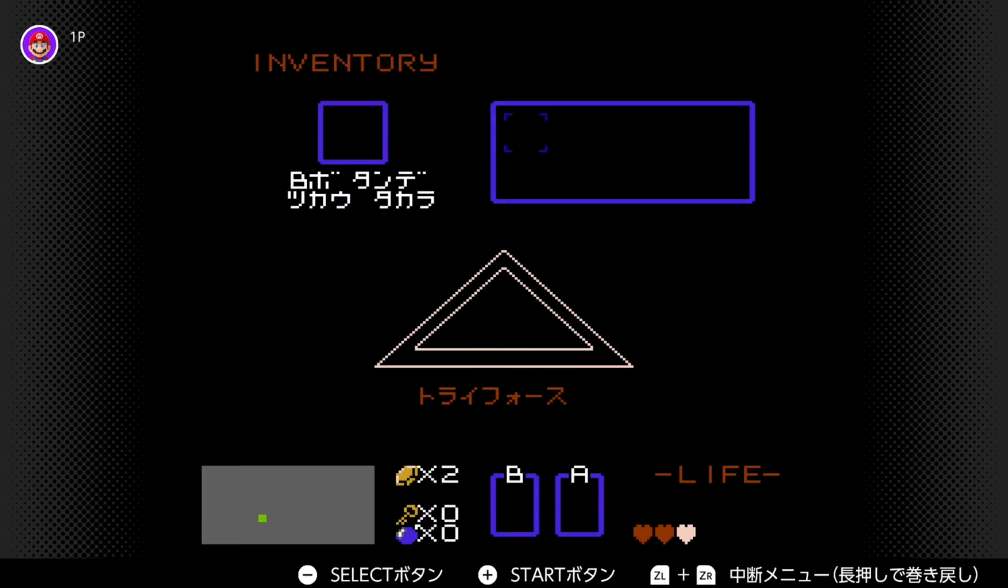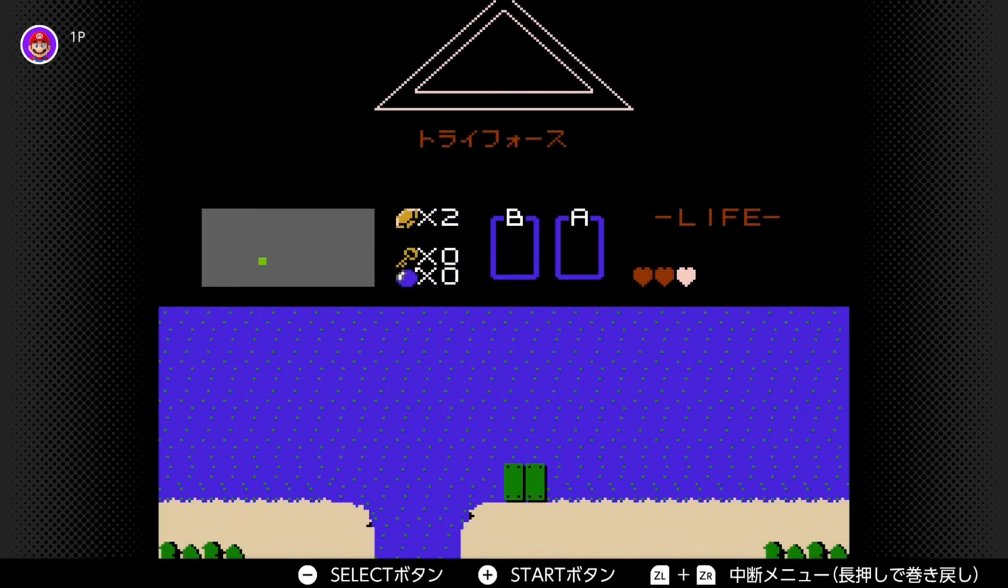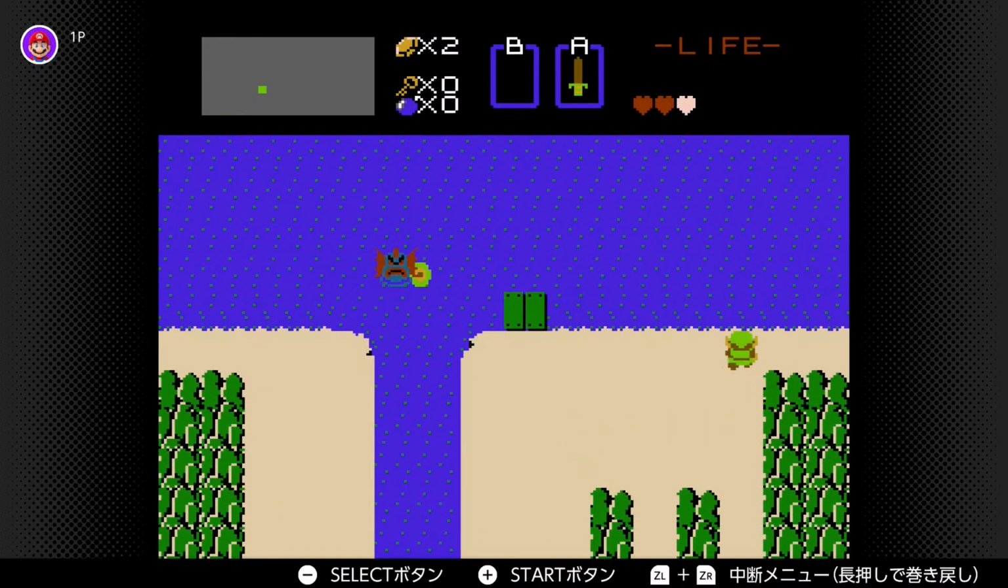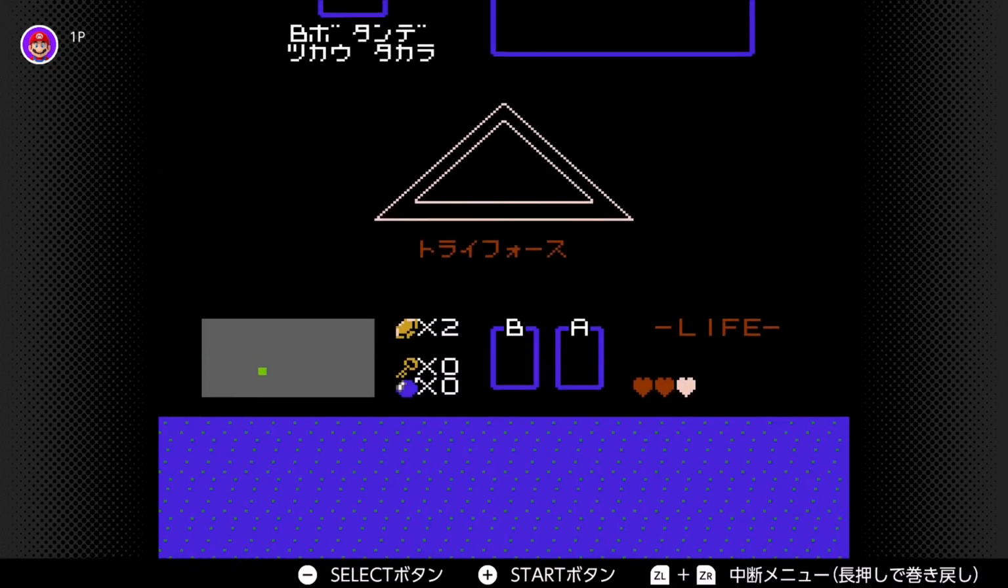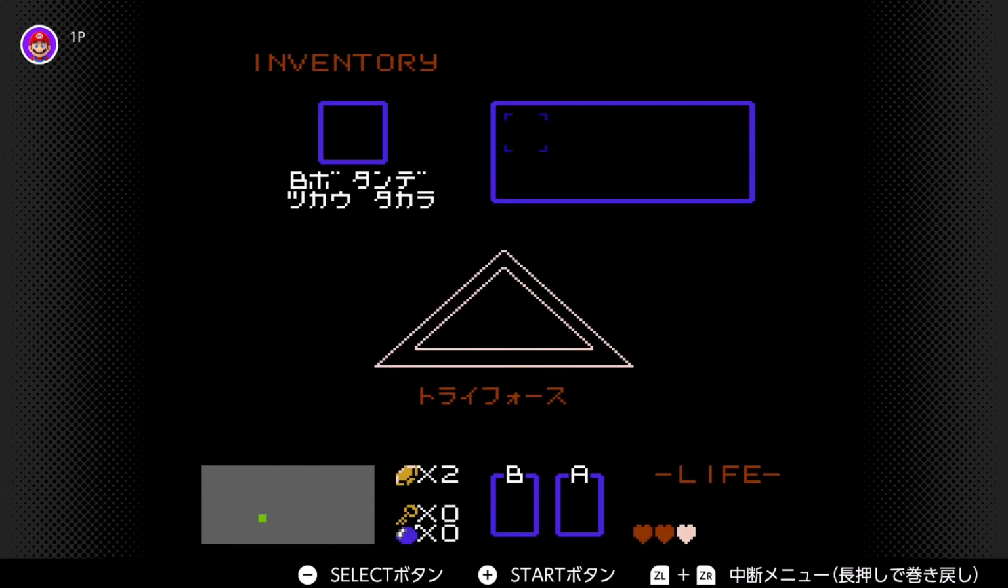Wait. Okay, nothing. Okay, let's continue. Thought there could be some issues. Well, let's take this as a chance to see what it says in our inventory. Inventory, just in English.